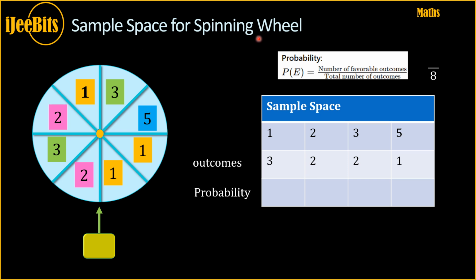Sample space for the spinning wheel. We know this game, the spinning wheel game. The wheel is going to spin, and then the indicator is pointing to the outcome. When the wheel stops, we see what number is likely to come towards the indicator point. If you get the number, then you win, otherwise you lose. That is the outcome of this game.